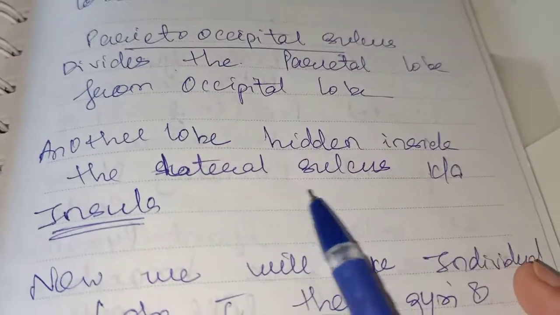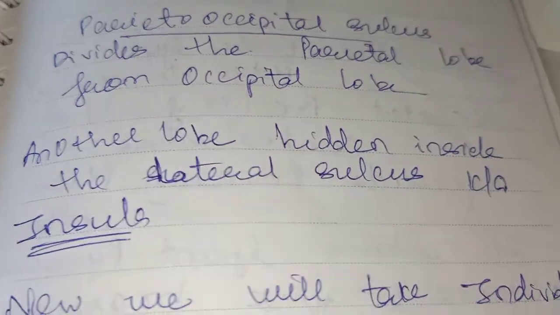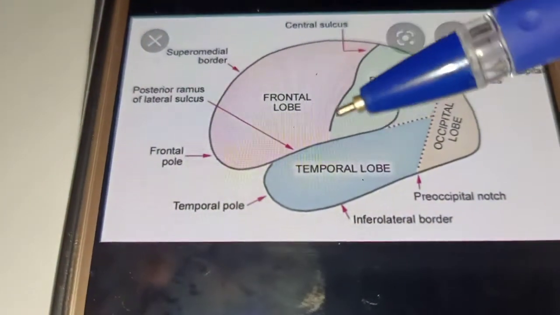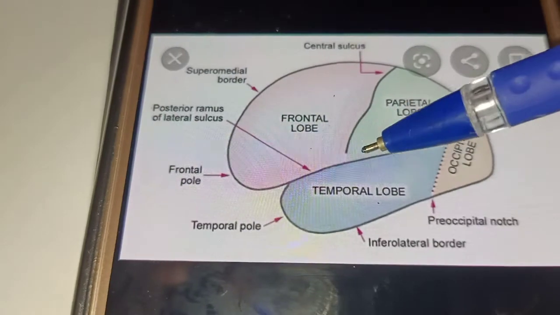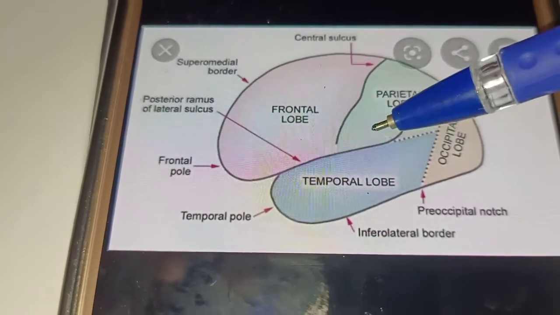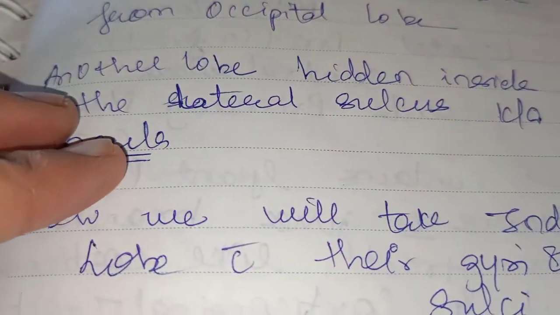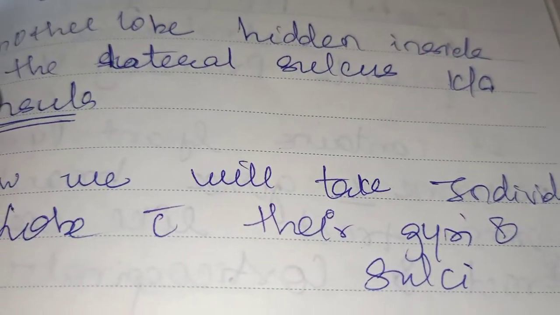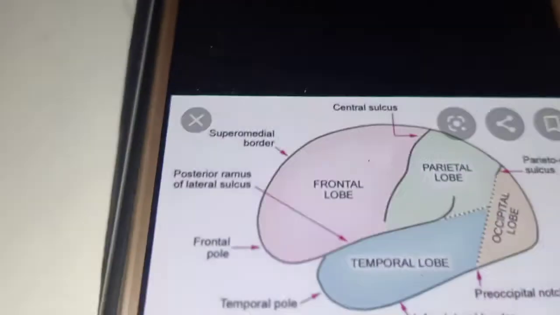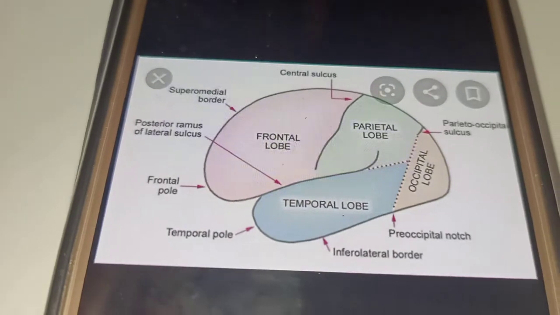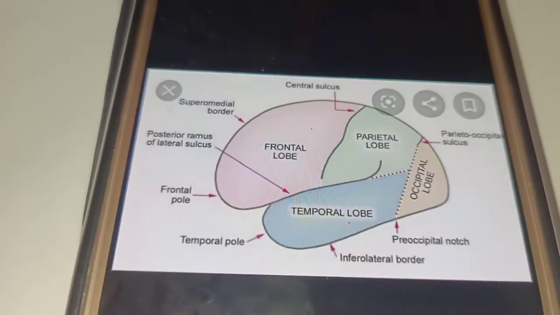Another lobe hidden inside the lateral sulcus is known as the insula. So there is one more lobe, just hidden near the lateral sulcus, which is not seen in this diagram, known as the insula. Okay. So this was a little bit of introduction to the cerebrum. In my next video, I will talk about the various surfaces and borders of the cerebrum.